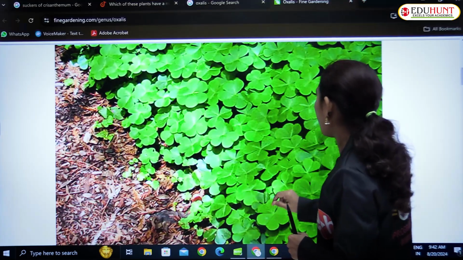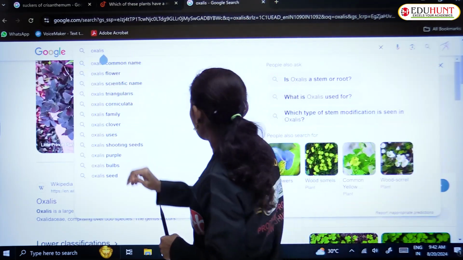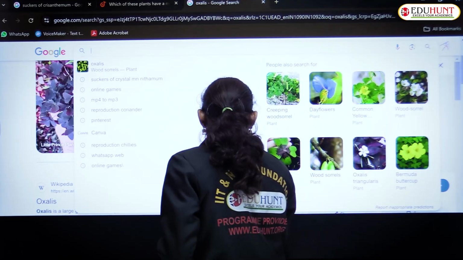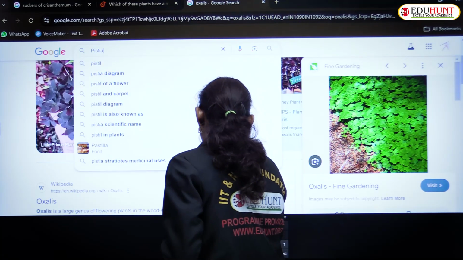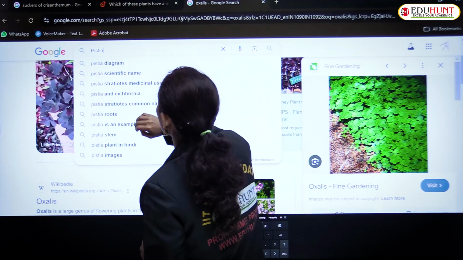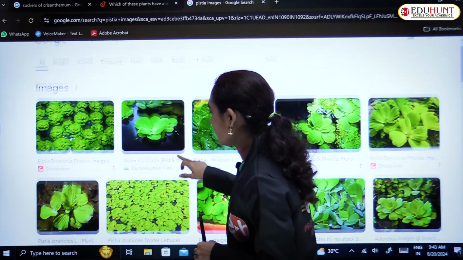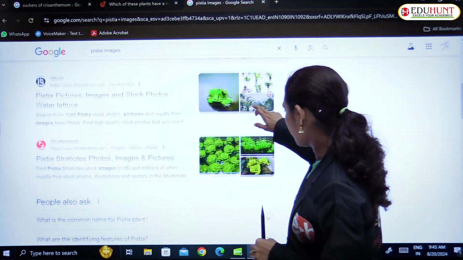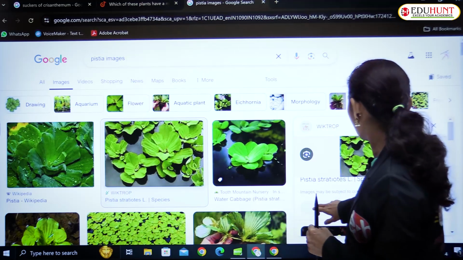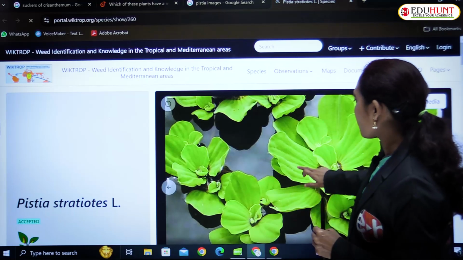Offsets, the best example is Pistia. Pistia is a hydrophyte, that is a water plant. Pistia and Eichhornia. These are hydrophytic plants. They freely float on the water. See, they look like cauliflower or cabbage, free floating water plants. These are Pistia. Even in Pistia, offsets are produced.